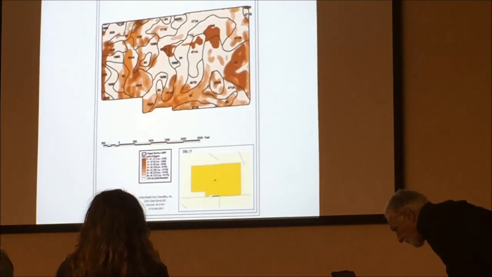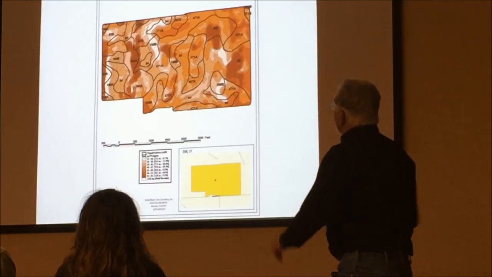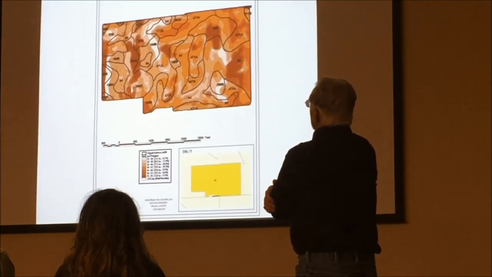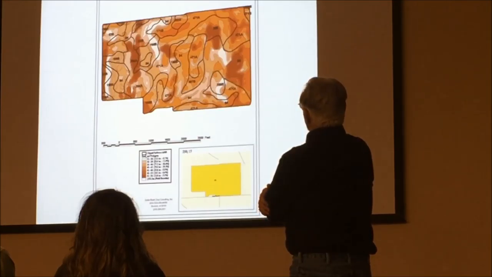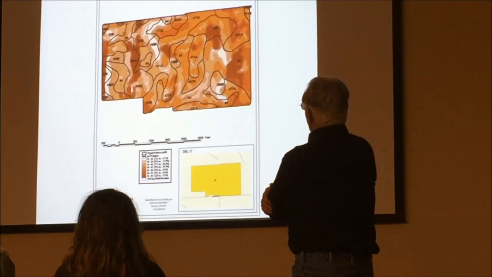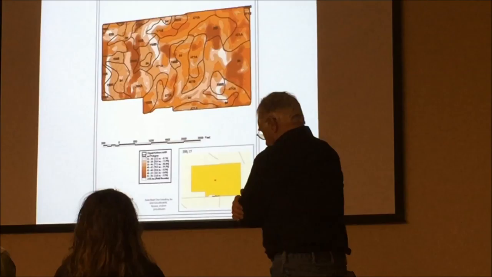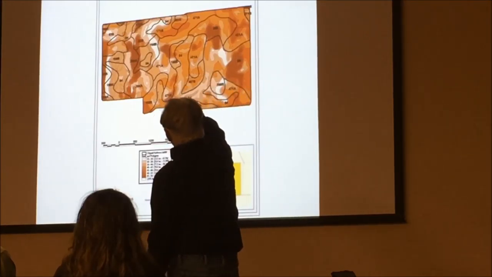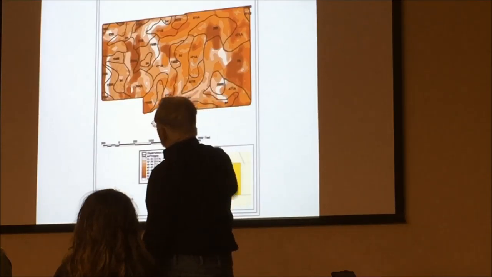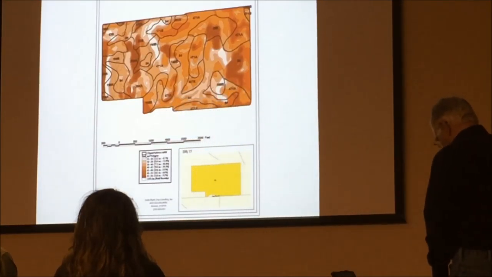Another map that we're looking into. Again, this is looking at some of the physical properties. This is the surface sand percentage, and you can see that we've got some areas, again, explaining some of the anomalies that we're seeing within our soil mapping. We've got quite a variation there in surface sand.